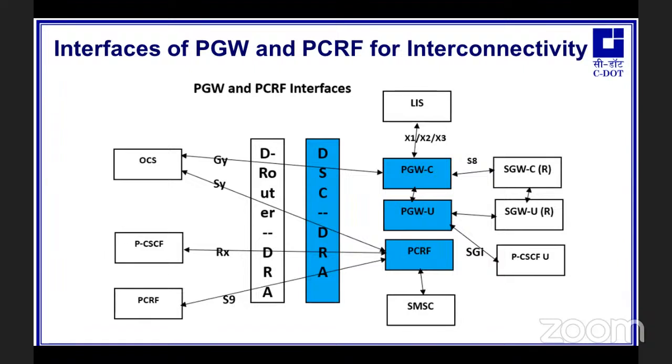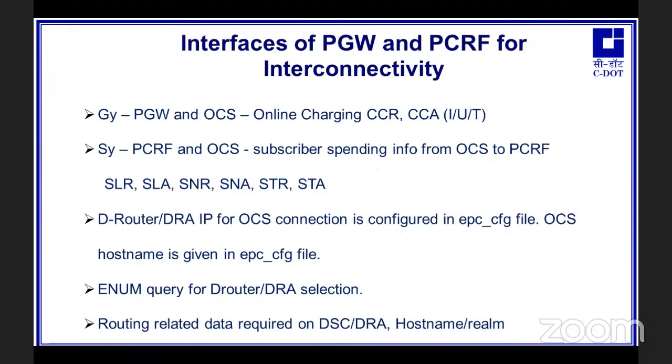So these are the different connectivity, and one thing, PGW is also connected with the LI server over X1, X2 and X3 interface, because there is an extra interface, that is X3. The X3 interface is for the call content. Basically, from the data plane, the data packets are going to the LI server over the X3 interface.